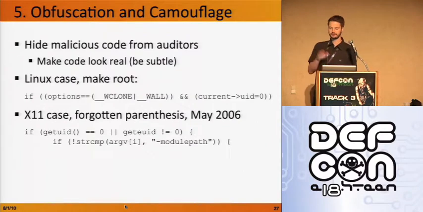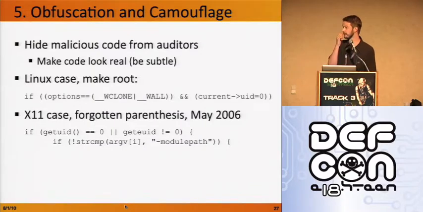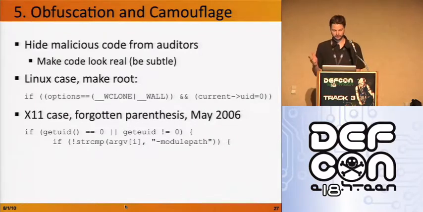Obfuscation and camouflage. Over here, you're trying to hide from different actors. For instance, you can try to hide from auditors. These days, we see that people try to hide from tools too. But at the beginning, it was mainly about hiding from people looking at the code, doing manual analysis on the code. And the way they do it is they make really subtle changes, and by doing that they achieve their goal, but it's really hard to spot. I went through the first one that didn't check if it was root, but it was actually setting the root. Another one is the X11 case, the forgotten parenthesis.